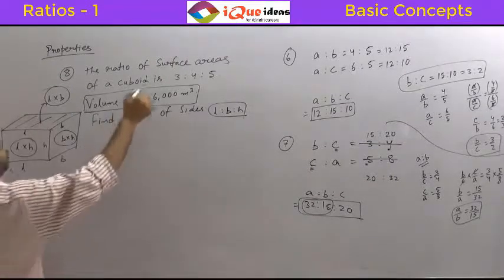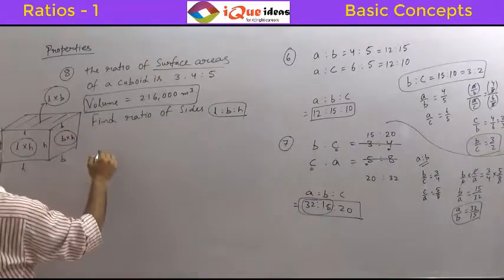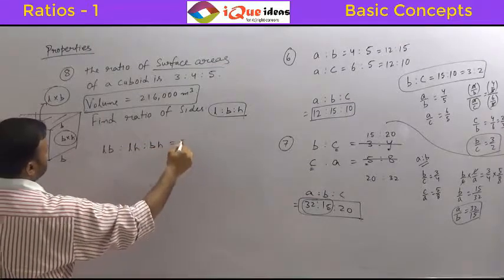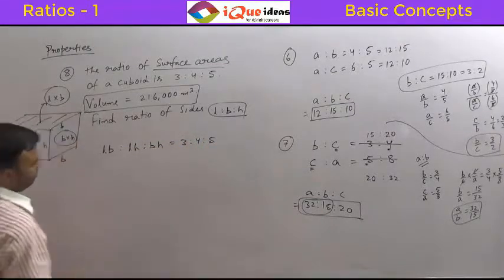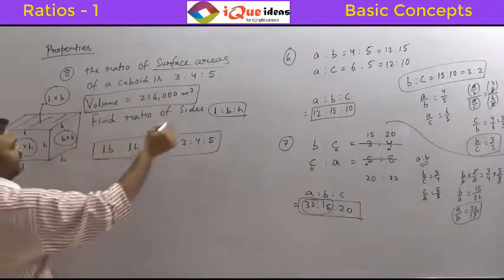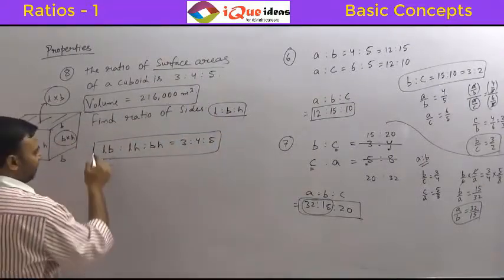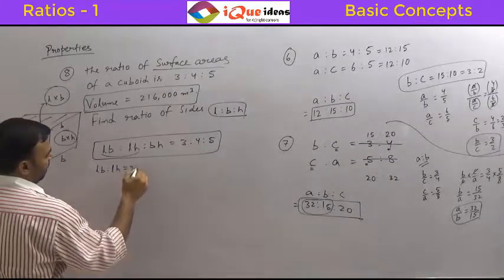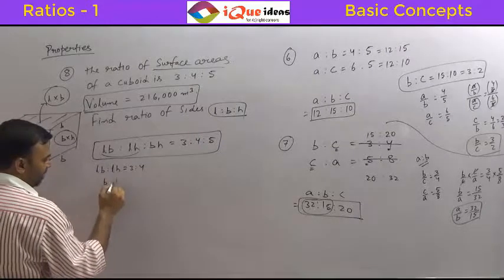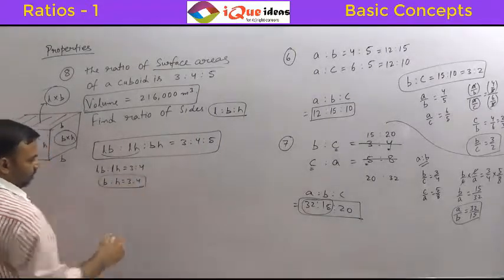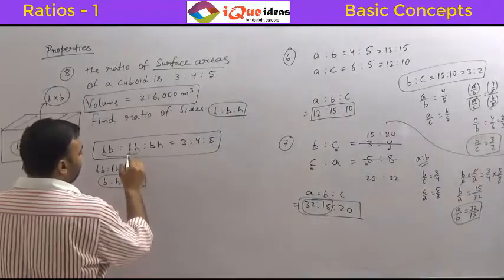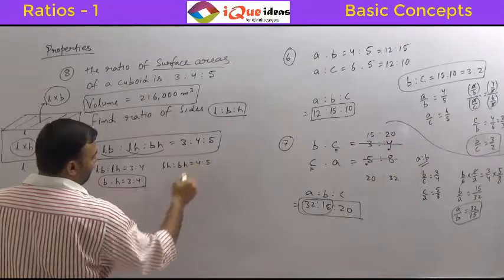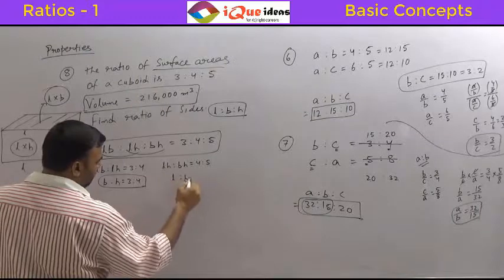What is given? It says ratio of surface areas. That means the ratio of LB is to LH is to BH is given as 3:4:5. From here we have to find L is to B is to H. Just separate them. For example, if you take 2 of them, LB is to LH, that is 3:4. From here L gets cancelled out and we get B is to H equal to 3:4. Similarly, if you take these 2, LH is to BH, that is 4:5. H gets cancelled out, we get L is to B equal to 4:5.